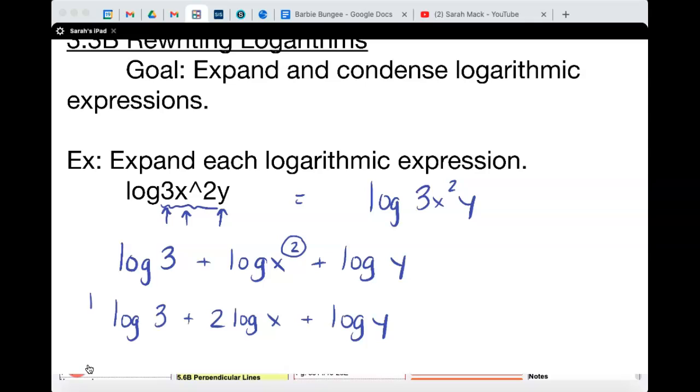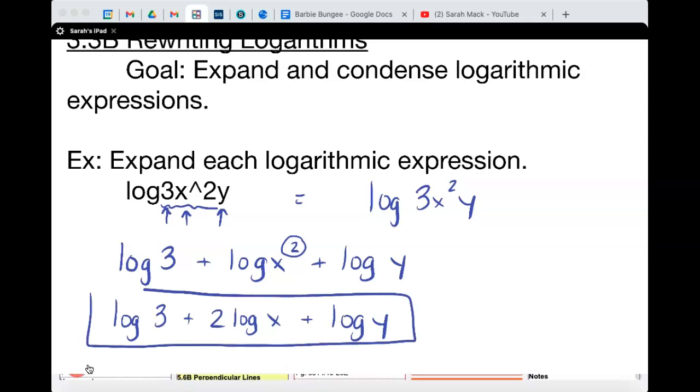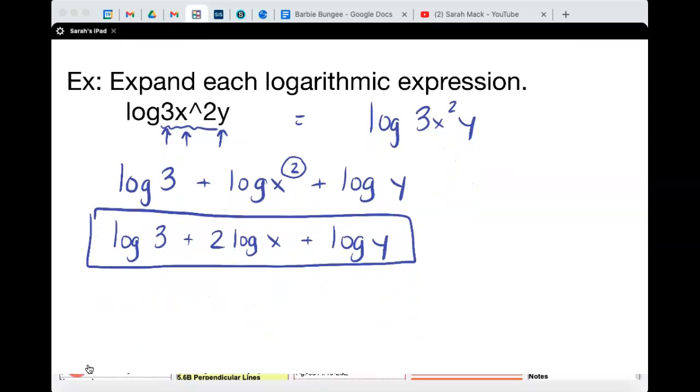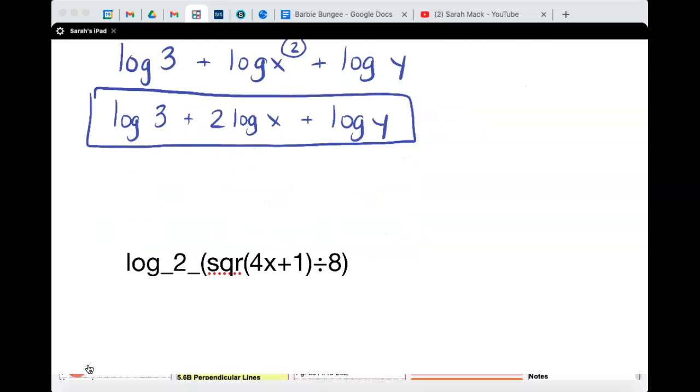Okay, so this is as expanded as possible. I can't expand anything else. Every logarithm has just one part to it. There's no exponent, so then we're good. Very good, Trey.